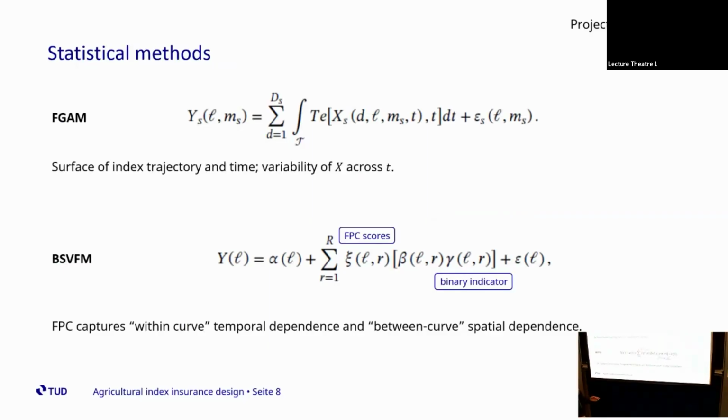We let the spatial heterogeneity in this Bayesian hierarchical framework capture both the within-curve temporal dependence and the between-curve spatial dependence. Right, each index, each functional time series is a curve, and each location has a curve. So we have many locations and also many years. So with the functional principal component, we could capture this dependence in one framework.